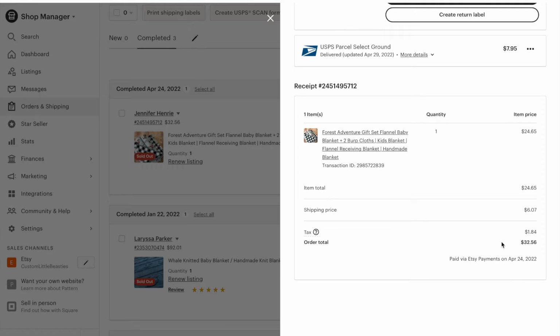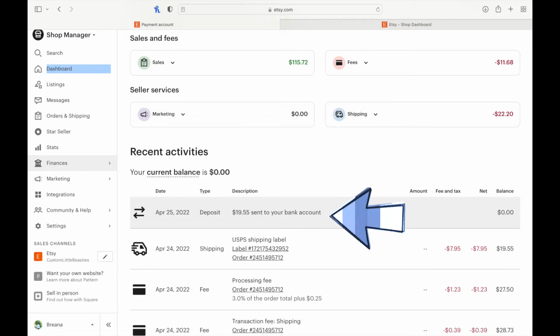All right, so let's break it down. I made $19.55 for this listing. From that number, I need to figure out how much I spent on fabric, and that's going to be the total of how much I made for this listing. I'm not going to get into that today, though.